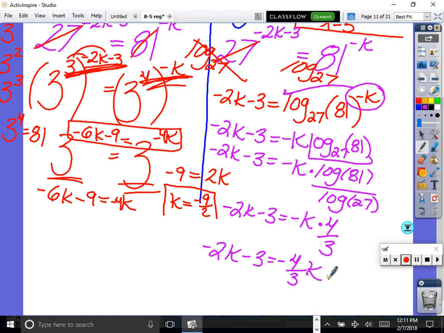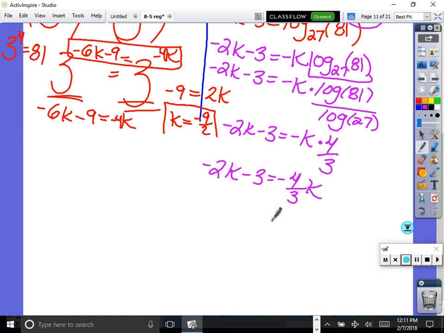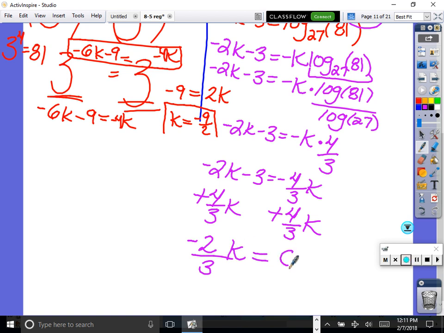So then you'd say, okay, I'm going to combine my k's. So I'm going to add 4/3 k to both sides. It's just a linear equation. So negative 2 plus 4/3. Math enter. Someone for me? Negative. See, you had it right. So negative 2/3 k equals, oh crap. This is what I really had. So I combined those. That was 0. So then I have minus 3 equals 0.